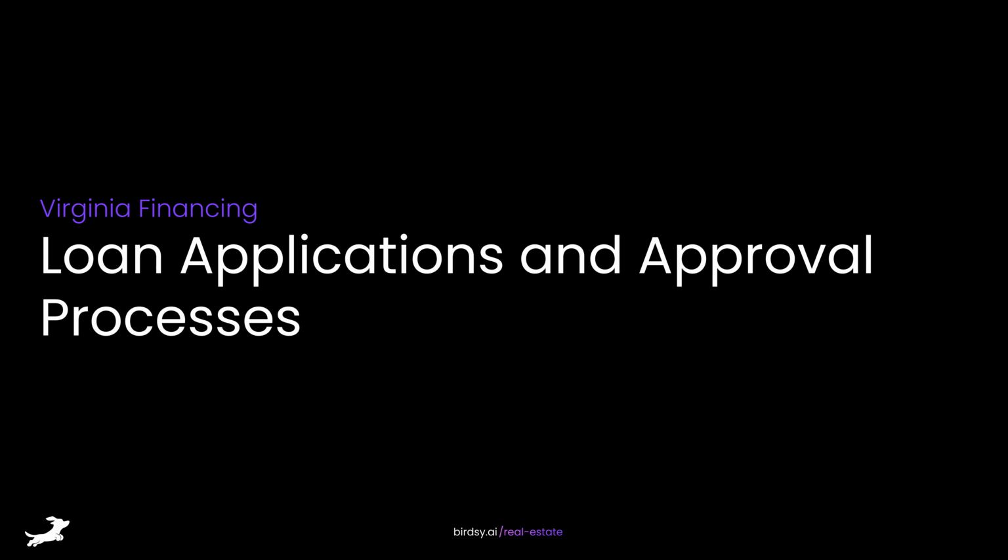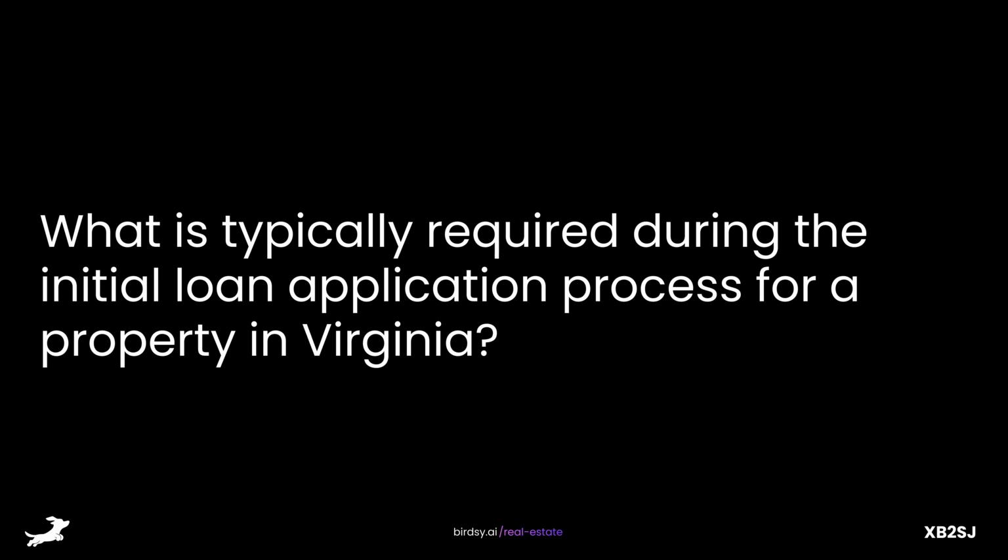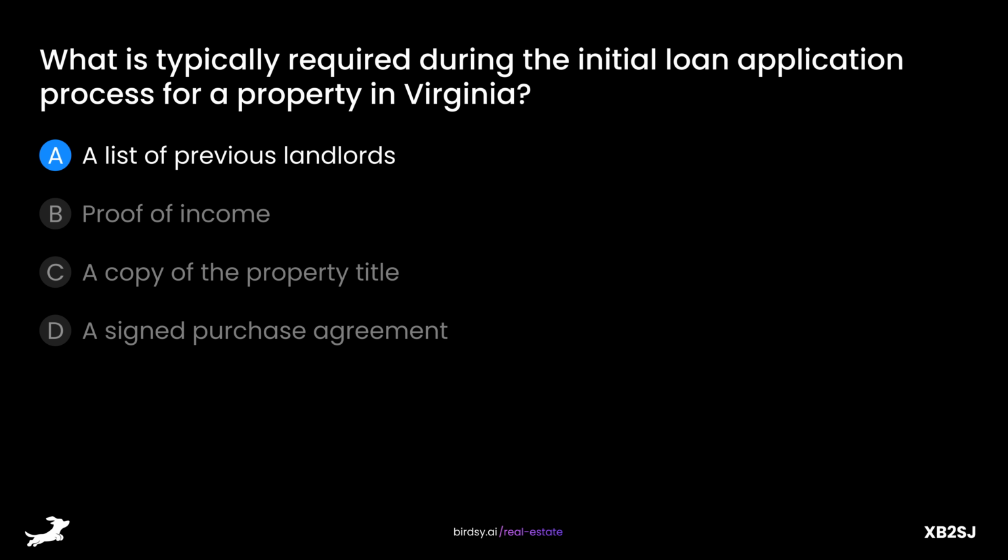Loan applications and approval processes. What is typically required during the initial loan application process for a property in Virginia? Is it A. A list of previous landlords, B. Proof of income, C. A copy of the property title, or D. A signed purchase agreement? The answer is B.